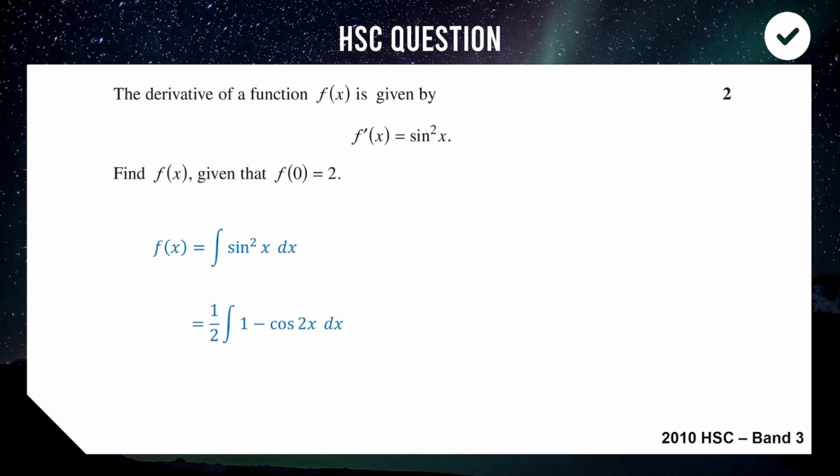Now we do some calculus. 1 turns into x, just like before. Cos goes to sine, dividing by 2, plus c. Now that right there gets you 1 mark.